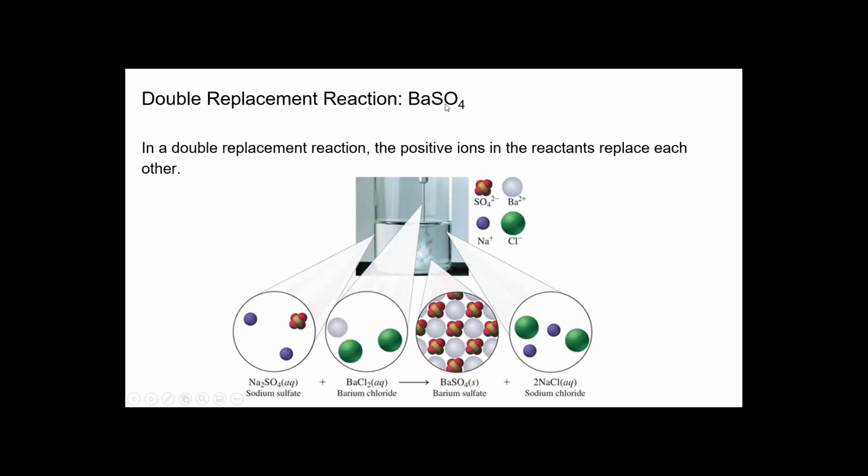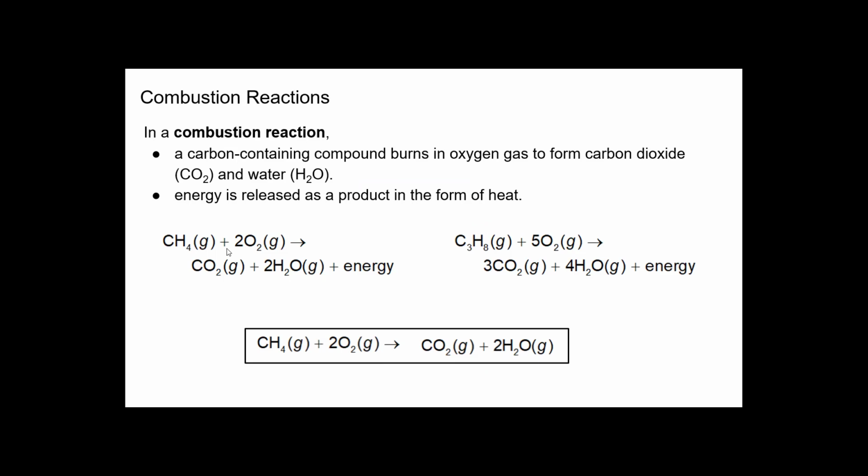Double displacement here is barium sulfate. So we have sodium sulfate in the presence of barium chloride. They switch partners. We end up with barium sulfate, which is a solid, and ions of sodium chloride. That's a precipitation reaction. And then we are looking at a combustion reaction.